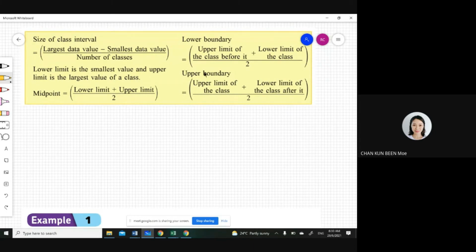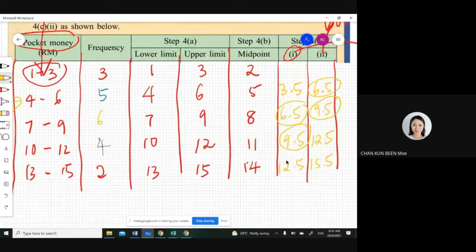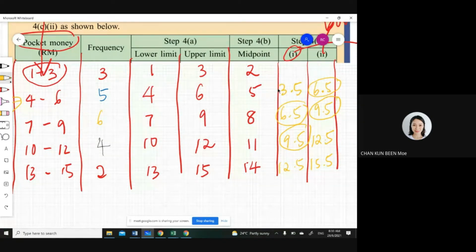Okay, and then for lower boundary, it will be the upper limit of the class before it. This one is very long, you might not understand. So just remember, to get the lower boundary, you add the upper limit of the class before it plus the lower limit of that class, and then you divide by 2. So 4 plus 3 is 7, 7 divided by 2, you get 3.5. That is the lower boundary. Same with the upper boundary: you add the upper limit of that class with the lower limit of the class next to it, then divide by 2, you get 6.5. Are you okay with this?